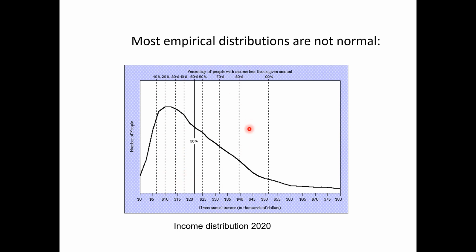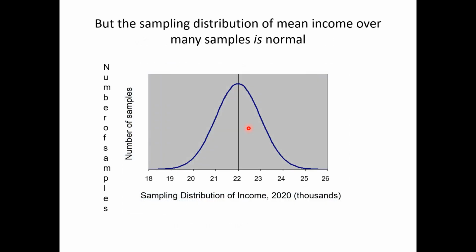But if we were to draw samples and then plot the means, it would become something like this. The sampling distribution of income would resemble something like this. It says that the sampling distribution of mean income over many samples is normal. So if we have a large number of samples, the sampling distribution is going to be a normal distribution. This concept makes things easier in terms of comparison.